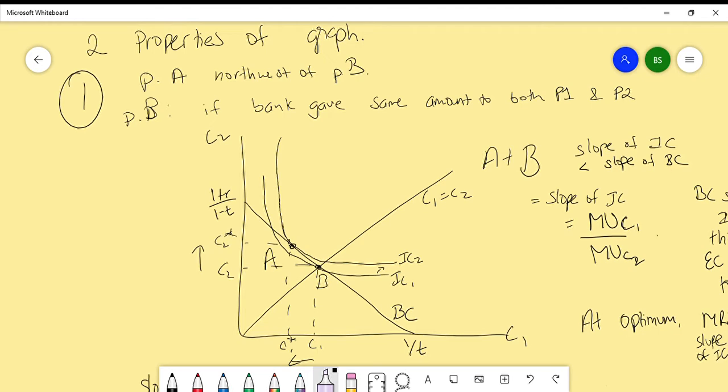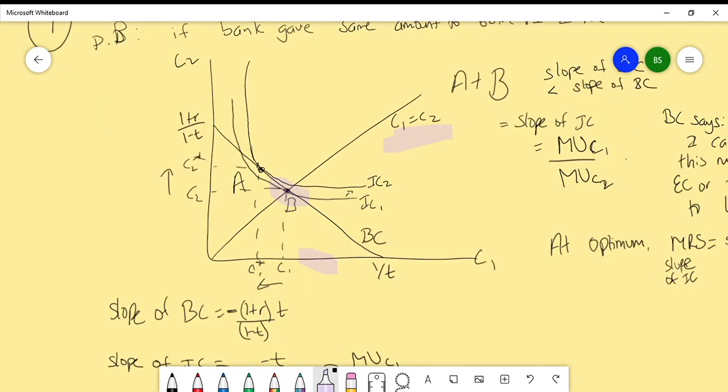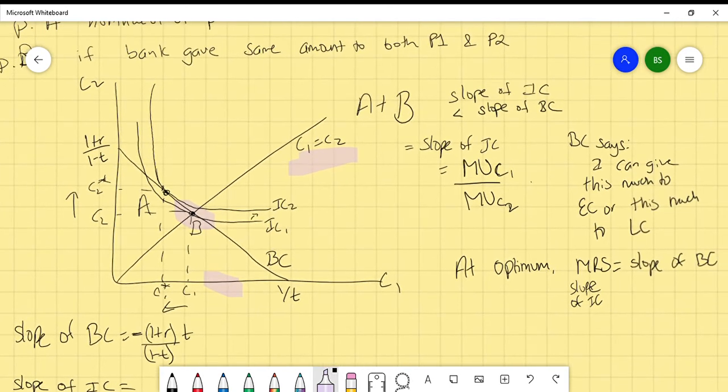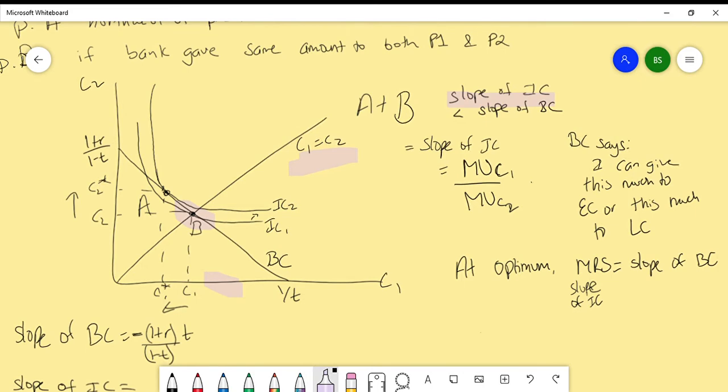So in this case over here, the slopes of the graphs are different. Over here, the slope of the indifference curve is less than the slope of the budget constraint. As a result, this is not an equilibrium, okay? Because at the optimum level, the MRS, the marginal rate of substitution, which is the slope of the indifference curve, has to equal the slope of the budget constraint.